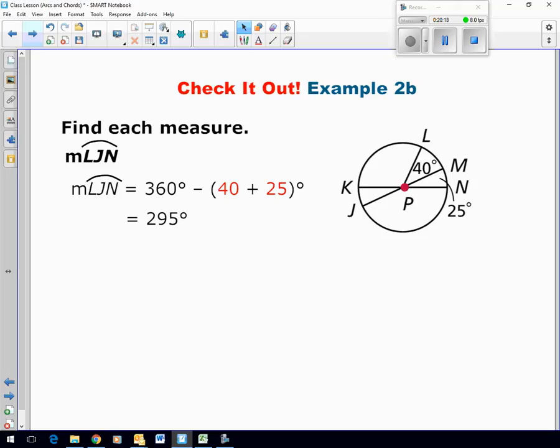I got a question for you guys. L to J to N. Is this a minor arc or is this a major arc? Very good. You're going from L to N, right? But if you take the long way from L to N, that's a major arc. If it's bigger. Could I go the other way? Yes, make it a minor arc. There you go.